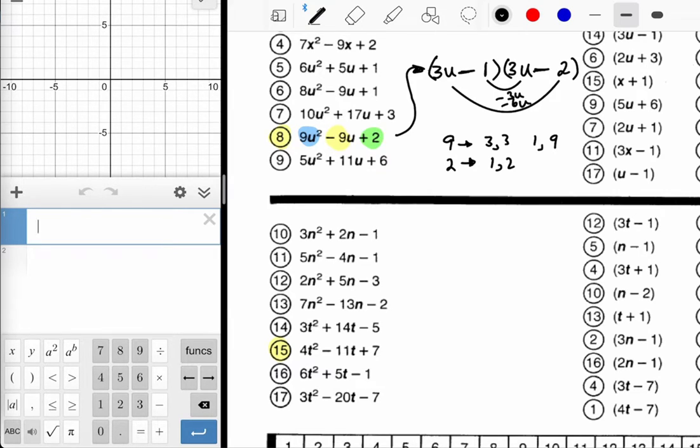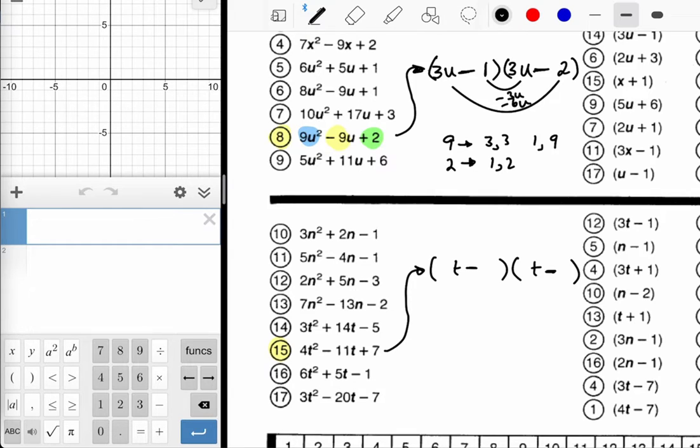So when we look at number 15, we know our framework has got to have a t, because that's what the variable is, with minus signs, all right? And that's because it's a similar situation where the c value is positive, so we know the signs have to be the same, with the middle term being negative, so they're the same and also specifically negative, all right?